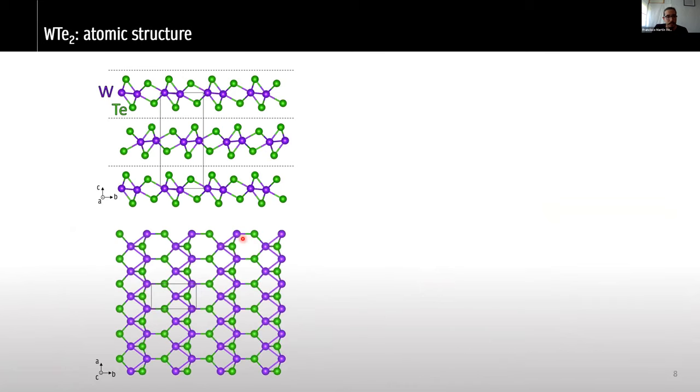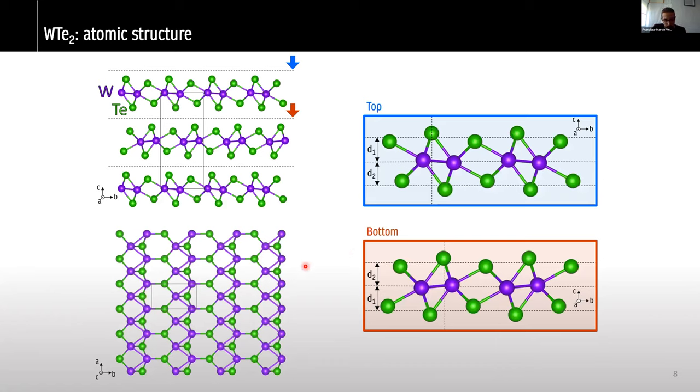Well, let's go to our results in tungsten ditelluride. This material presents the typical layer structure of transition metal chalcogenides, with strong bonds inside the layer and weak van der Waals interaction between two consecutive layers. Each layer consists of a sandwich of tellurium, tungsten, tellurium, with tellurium atoms forming these zigzag chains along the A direction, which gives the material a quite one-dimensional behavior. The lack of inversion symmetry in these crystals results in a difference between the two terminations of the crystal. The position of tellurium atoms is the same in both terminations, but the distance to the underlying tungsten plane differs from one termination to the other, and depending on the cleaving plane, we can access one termination or the other.